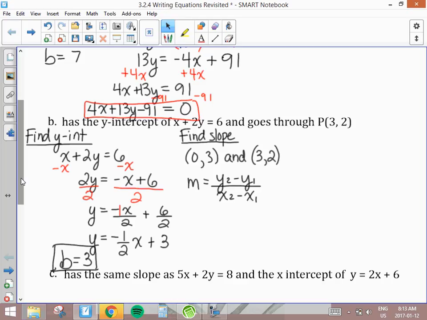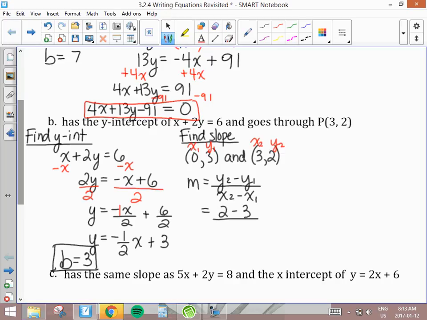So now I'm going to substitute my values into this equation. The first point that I had, (0, 3), that's my x1 and my y1. And the second point, (3, 2), that's my x2 and my y2. So I'm going to use that to help me substitute it in. It says I'm going to do y2 minus y1 on top, so my values are 2 minus 3. And on the bottom, my values are 3 minus 0. And then I'll simplify that. On the top, I get negative 1, and on the bottom, I get 3. And that is my slope.